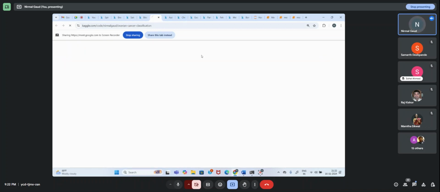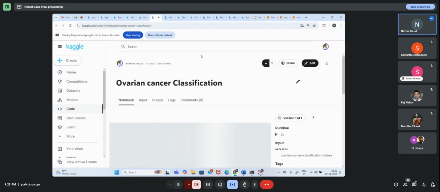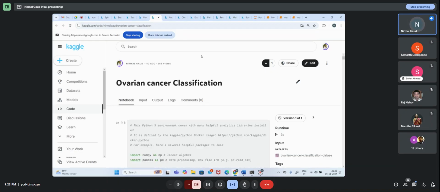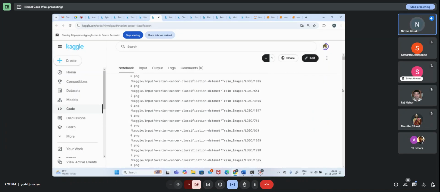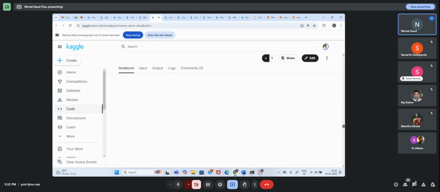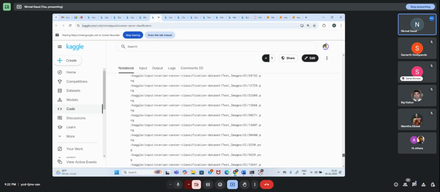I can show ovarian cancer also. And you can see all my architectures are the same. I have different projects, different images: chest x-ray, brain tumor, ovarian cancer, blood cancer, satellite images, but the architecture which I'm using is the same. See, this is ovarian cancer. Okay, and you can see the results.